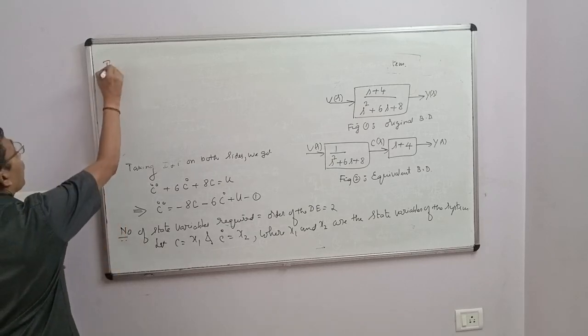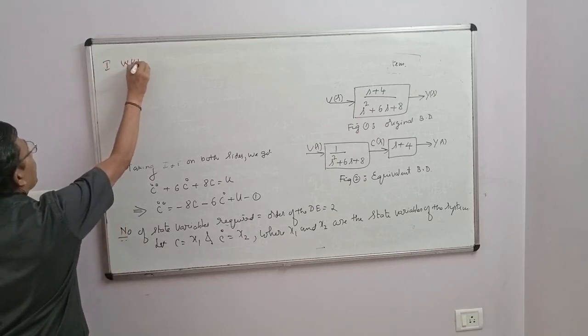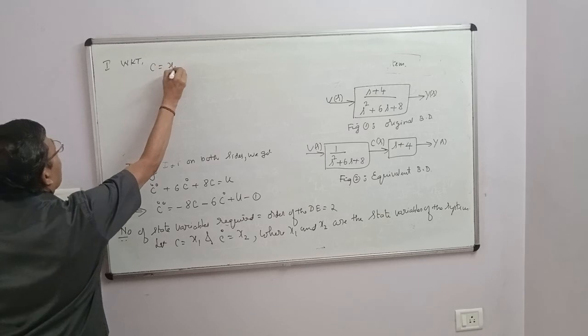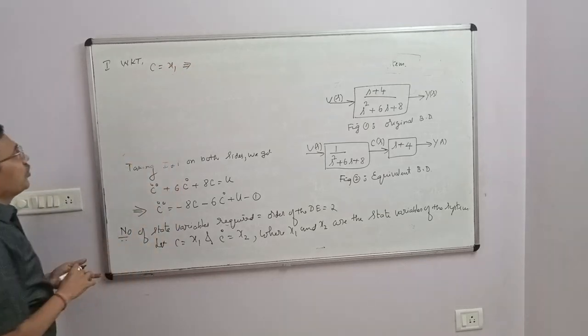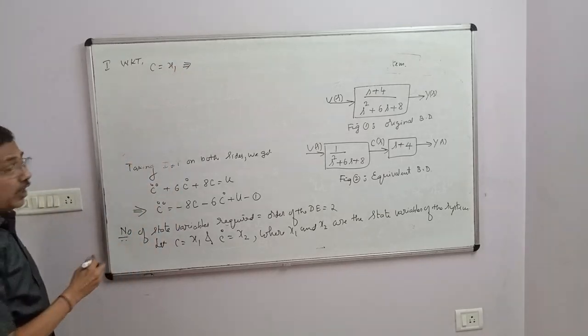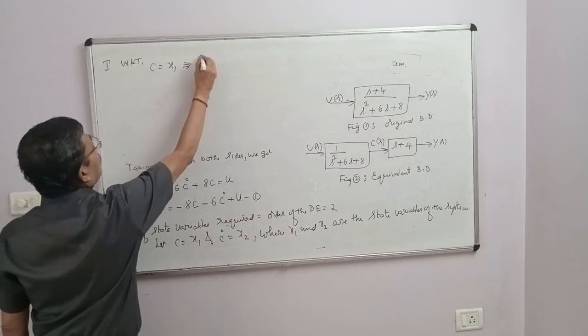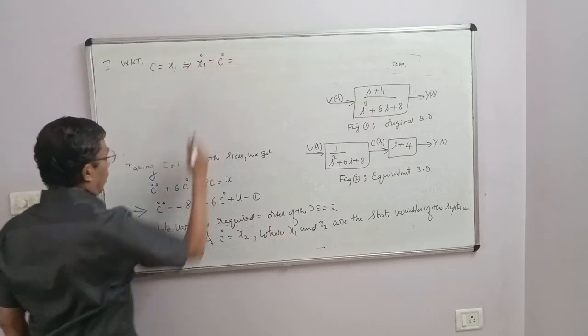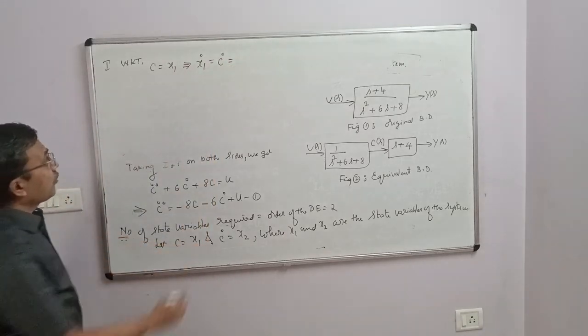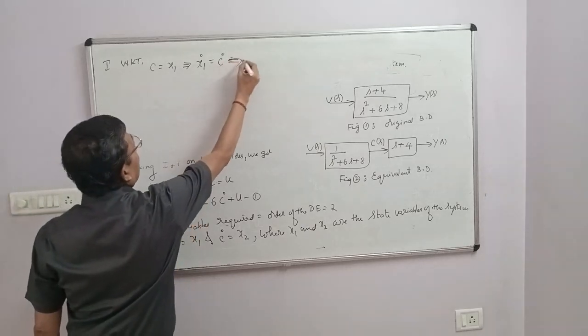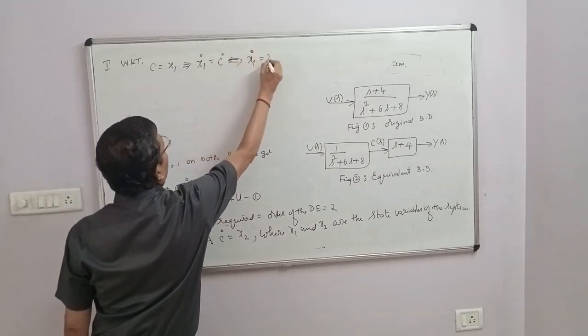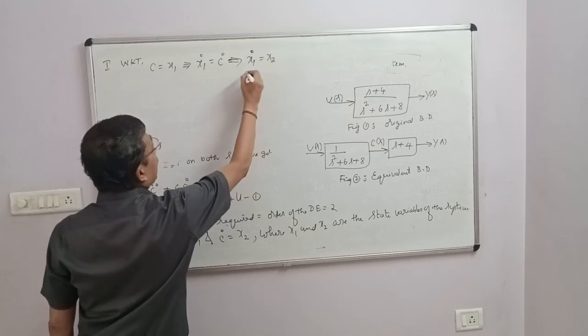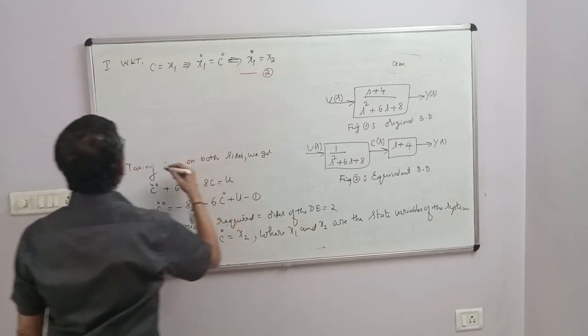Step 1. We know that C is equal to x1. Differentiate both sides with respect to t. That gives us x1 dot is equal to C dot. What is C dot? x2. This in turn implies x1 dot is equal to x2. This is equation number 2.